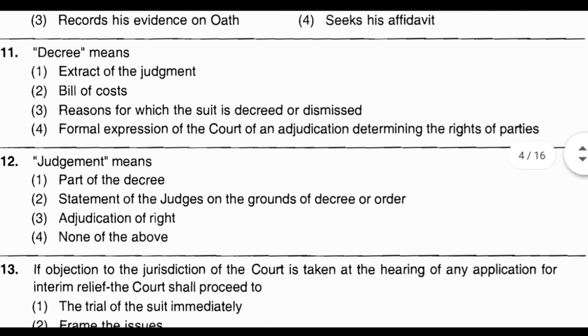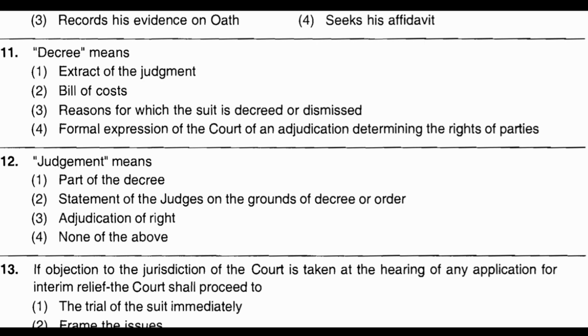Now question number 11. Decree means, option number 1, extract of the judgment. Option number 2, bill of costs. Option number 3, reasons for which the suit is decreed or dismissed. Option number 4, formal expression of the court of an adjudication determining the rights of parties. And the correct answer is option number 4, that is formal expression of the court and adjudication determining the rights of party.